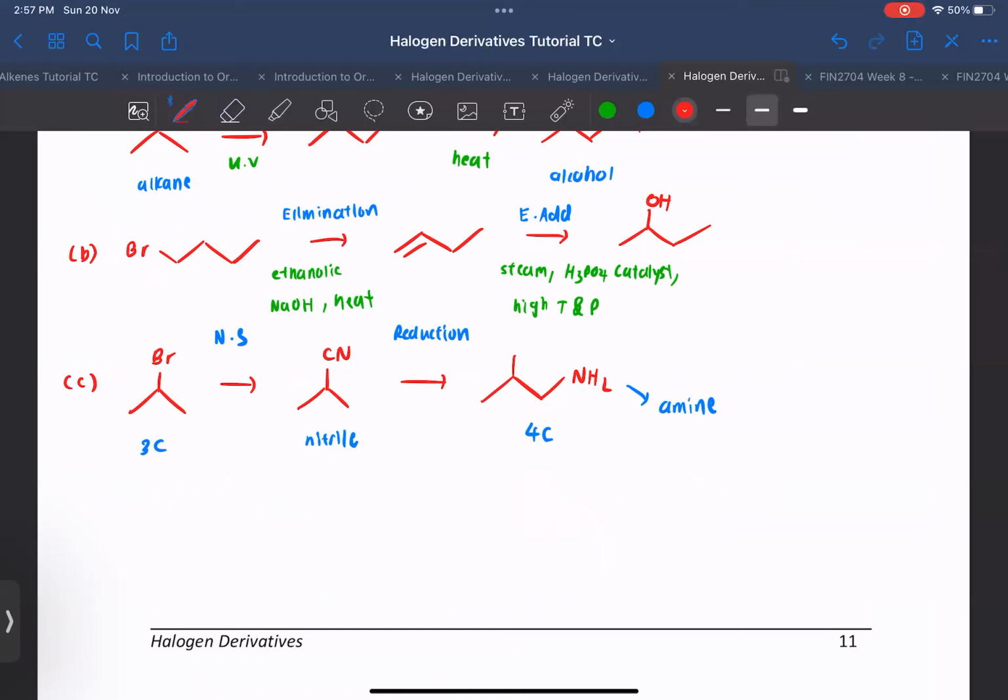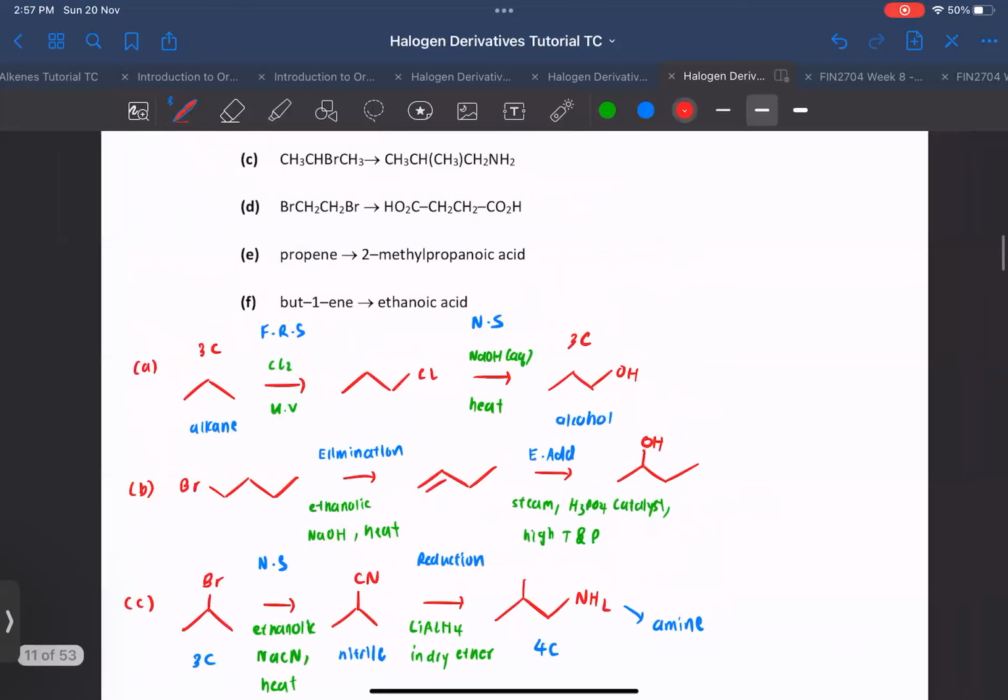Okay, reagents and conditions. Let's use the new reagent that we learned just now: lithium aluminium hydride in dry ether. And the first one, I remember, you want to substitute CN minus, must use ethanolic NaCN and heat. Okay, all good. So far our pathways are like 3 steps.